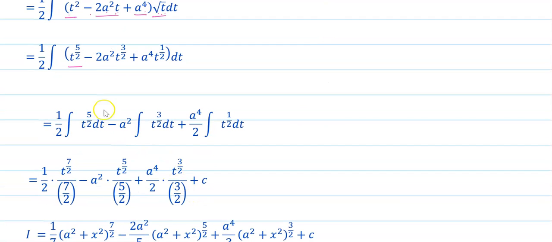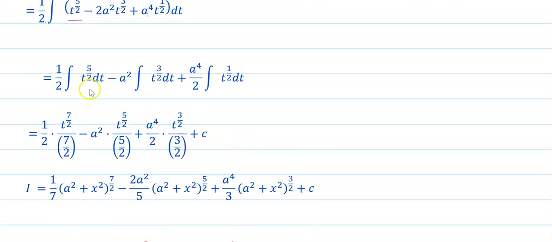The normal integration. Separate it: 1 upon 2, integral t raised to 5 by 2 into dt, minus, here is 1 upon 2, brackets are 1 upon 2 a square. These 2 will get cancelled, and hence it is a square integral t raised to 3 by 2 into dt plus a raised to 4 upon 2 integral t raised to 1 upon 2 into dt.